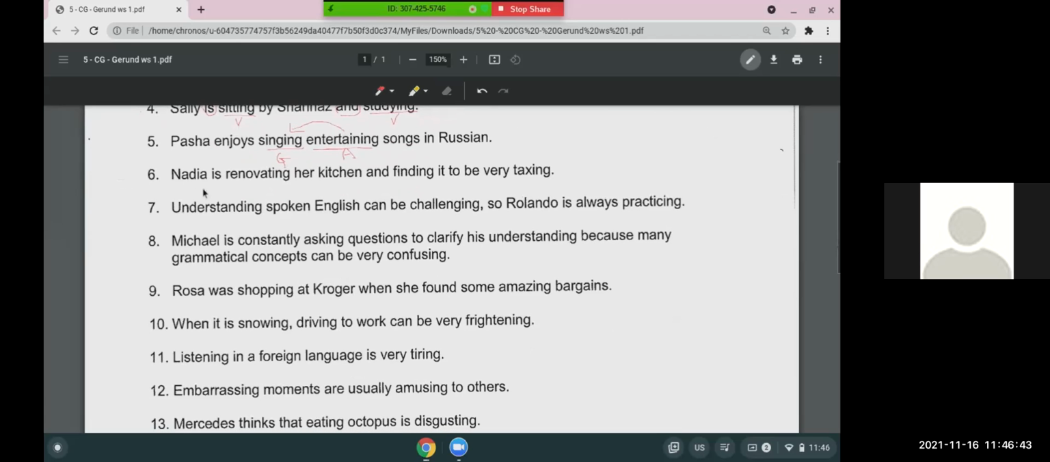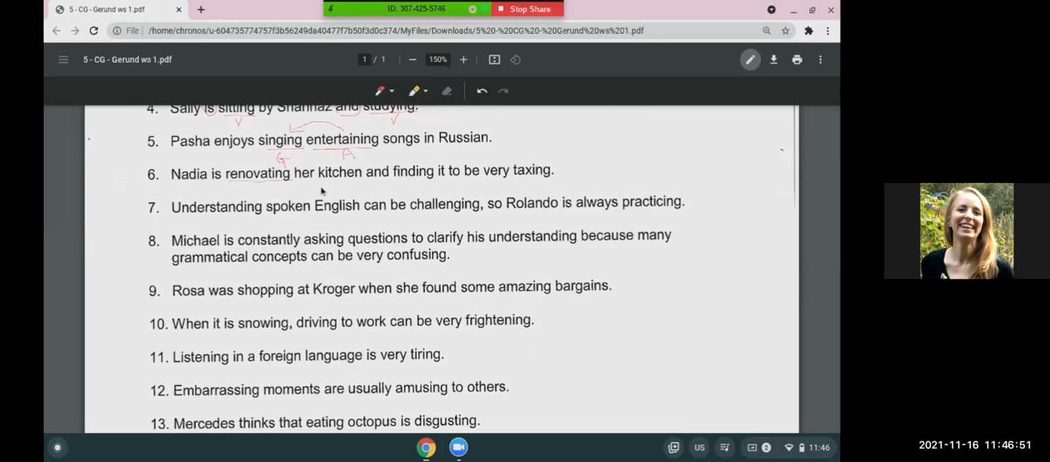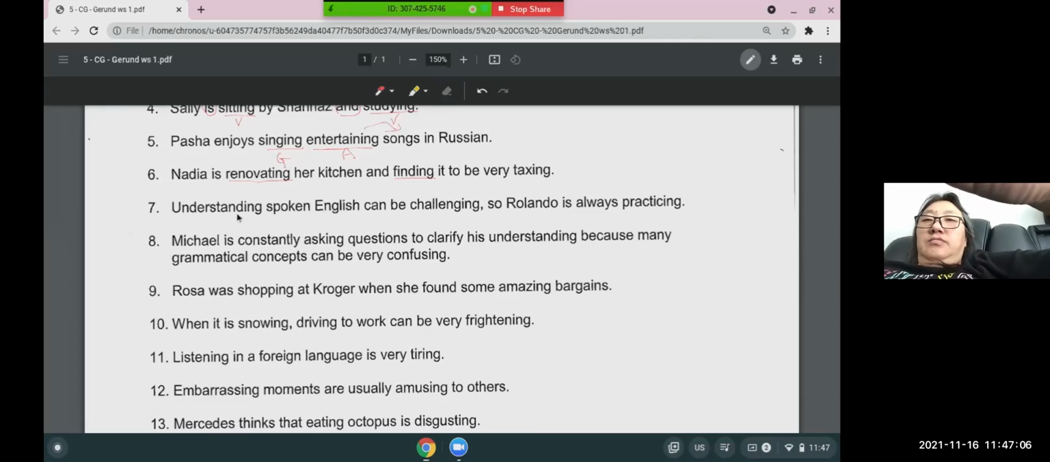Number 6. Nadia. Entertaining describes songs. Yeah, verbs. So it's adjective, yeah? Yeah, entertaining is still an adjective, but it describes songs, not singing. Oh, song. I'm sorry. Song, not singing. Song, entertaining. Yes. All right. Number 6.